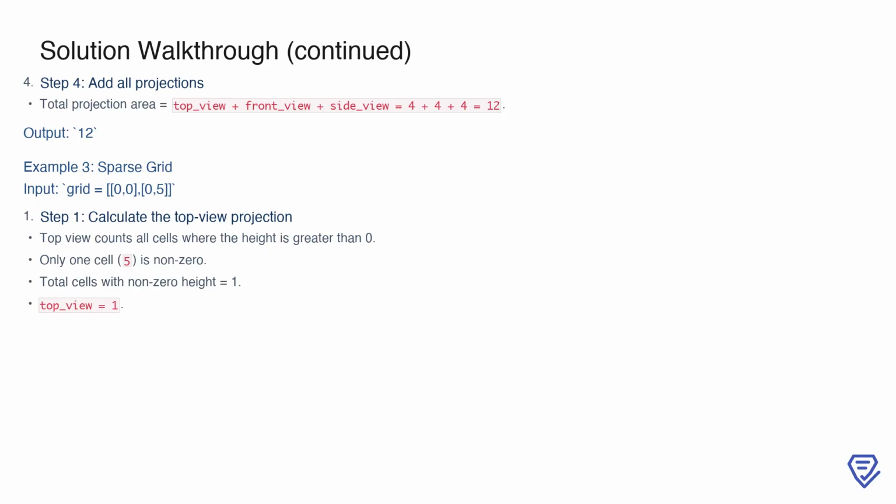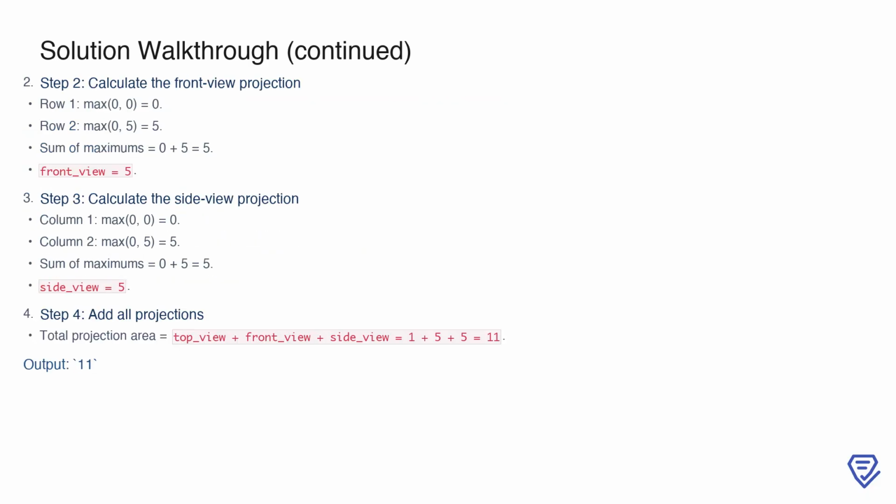Let's consider a third example where the grid is sparse, meaning some cells have 0 height. For the top view projection, we count all the cells with non-zero heights. In this grid, only one cell, which is 5, is greater than 0. This gives us a total of 1 cell with non-zero height, so the top view projection is 1.